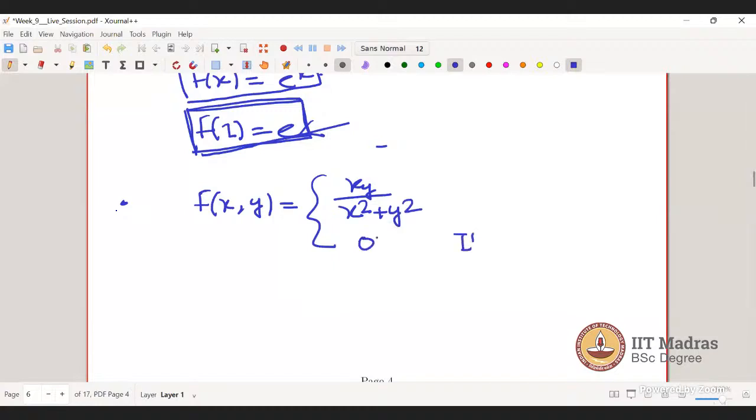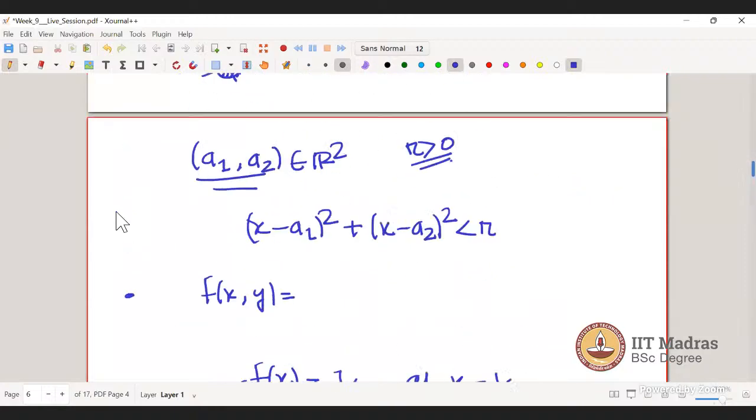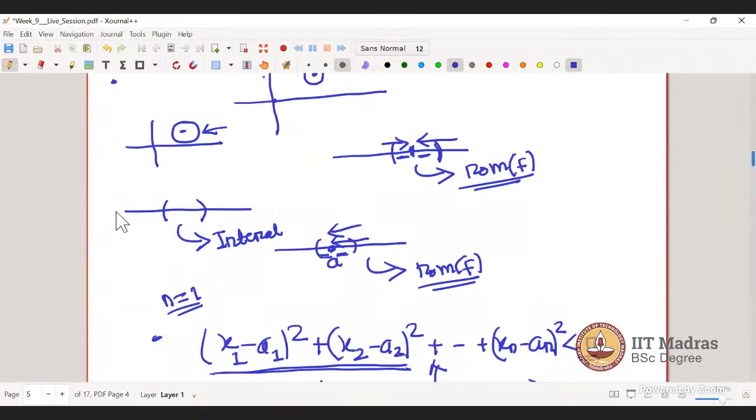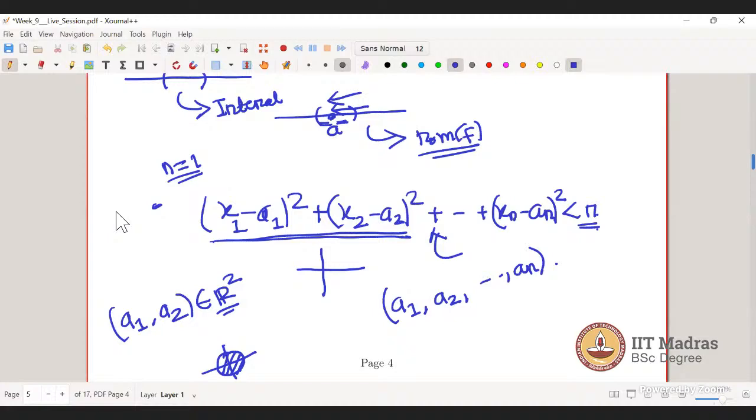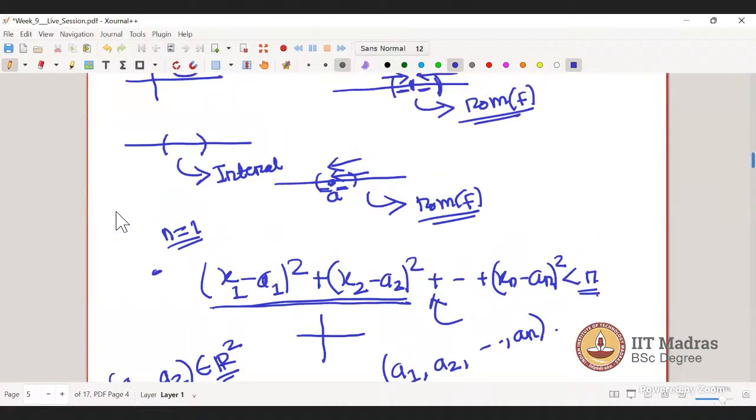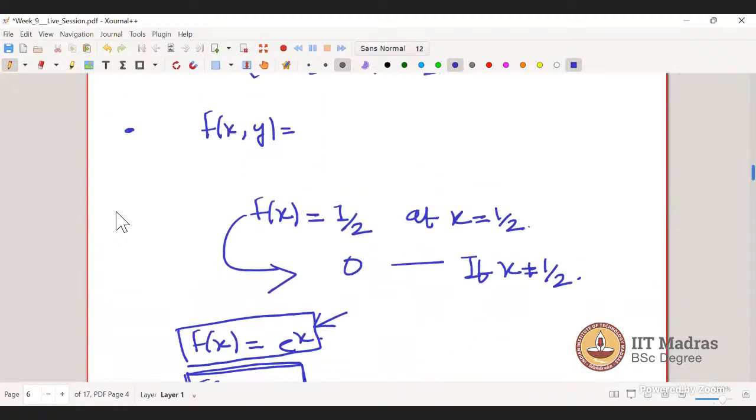Sir, sorry for the disturbance. Can you go to the top? A small doubt is there. Sir, you have written a problem that says f(x) is equal to half at x equal to half. Sir, how can you prove that I cannot differentiate this function at x?